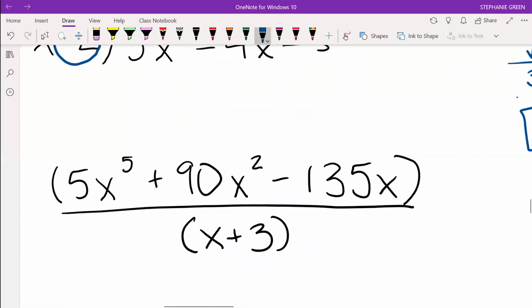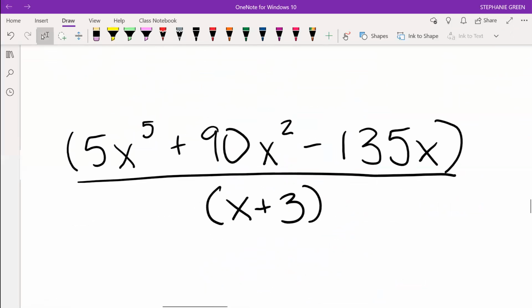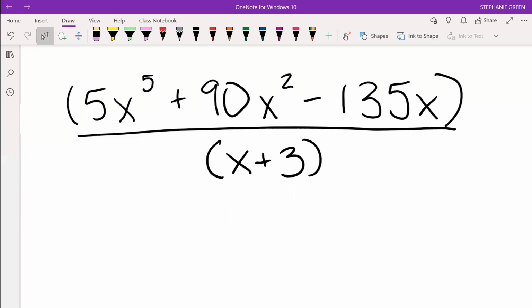Last problem. Remember, this division problem is written in fractional form. Remember though, fractions are division problems, so there's no difference here. One problem we see in this one though is my dividend, 5x to the 5th power plus 90x squared minus 135x, is missing some terms. There's no x to the 4th power, there's no x to the 3rd power, and there's no constant. So when I set up my equation, I need to make sure that I put zeros in that place, which basically means that we're going to change this problem to this problem.